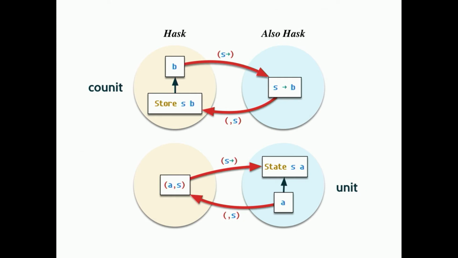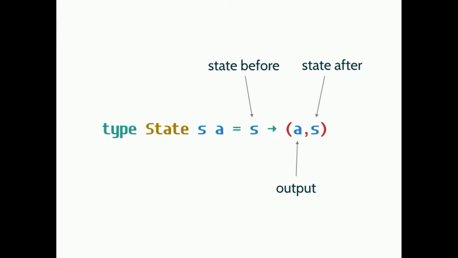And we can just write that in Haskell as State S A. But what's interesting is that on the other side, we also get a comonad. So we get the state monad out of this, but we also get a store comonad. And I'm going to talk about what that is in a bit.